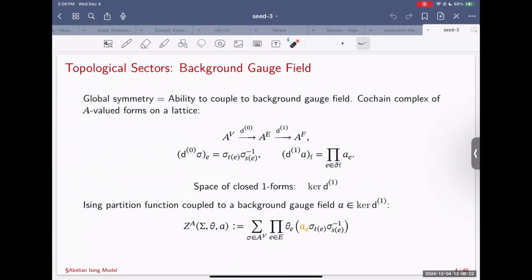Now, when we say that a theory has a global symmetry, it is equivalent to saying that we can couple this theory to background gauge fields. So let's look at the perspective on global symmetry in the case of the Ising model.